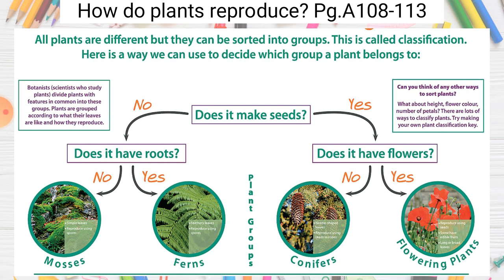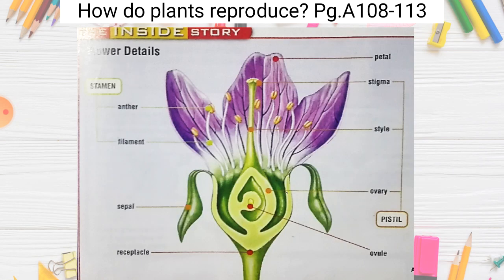If a plant doesn't produce seeds and doesn't have roots, it's called a moss. But if it doesn't make seeds but has roots, it's called a fern. Now, plants that produce seeds but don't have flowers are called conifers. And plants that produce seeds and produce flowers are called flowering plants. And that we will study today.